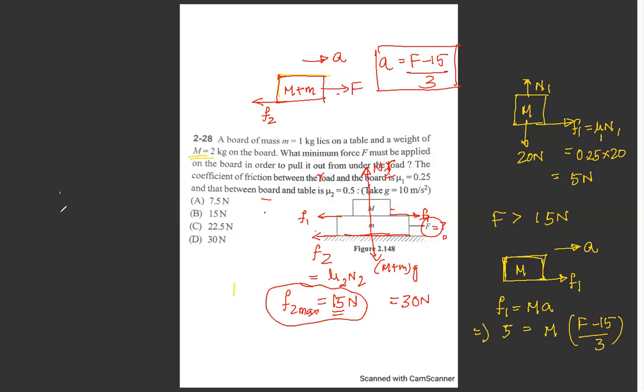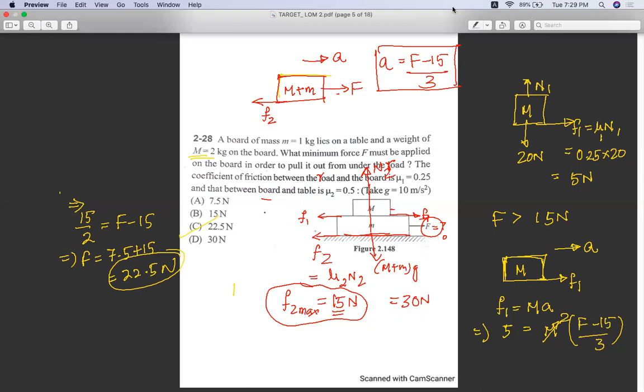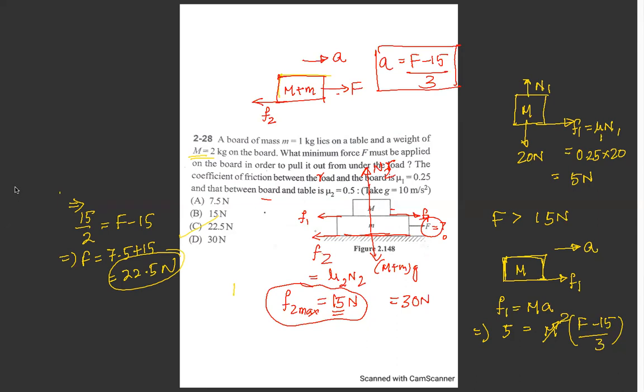So we can continue with this. M is given as 2, so 15 by 2 equal to F minus 15. So F is equal to how much? 7.5 plus 15, that is equal to 22.5 Newton. The answer is 22.5 Newton. I know many of you have got the answer as well. Let's check it out. Yes, the answer is option C. Very good.